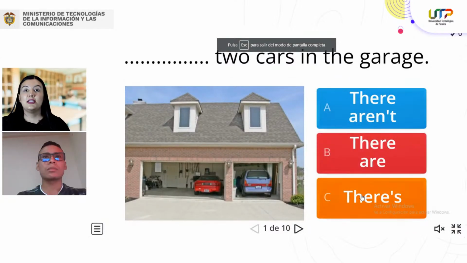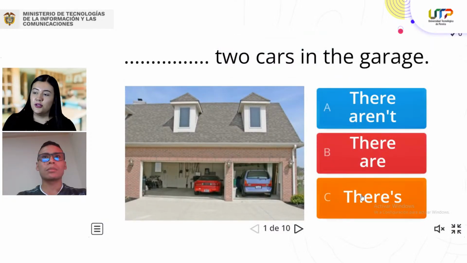I don't know if you guys can see the screen now. Yes, okay. So on the screen, you're going to see the first picture and the first exercise. Read it carefully and answer with the correct option, A, B, or C. So I'm going to read it for you guys. Maybe you are on a cell phone and you cannot read it very well, so I'm going to read it for you all. So there is a blank, and then we got 2 cars in the garage.